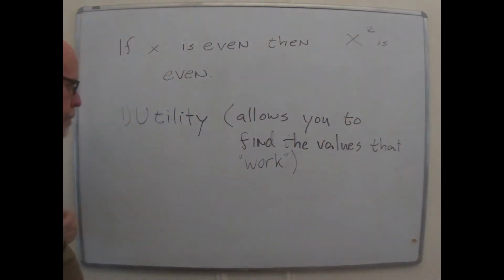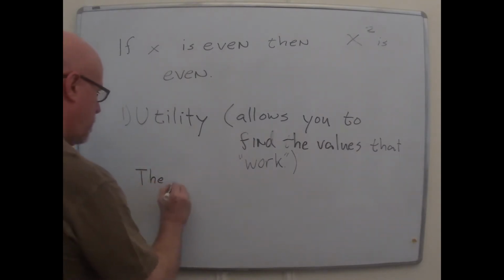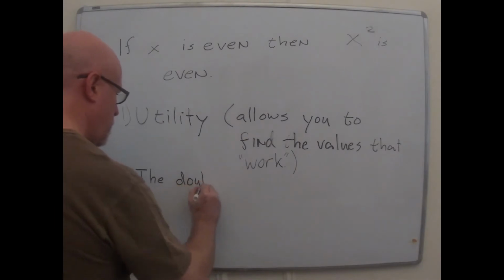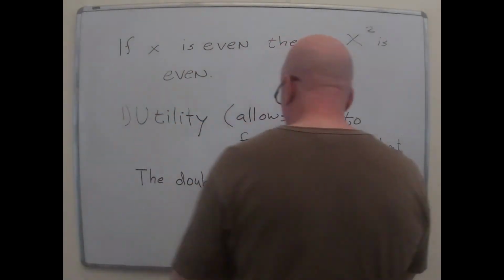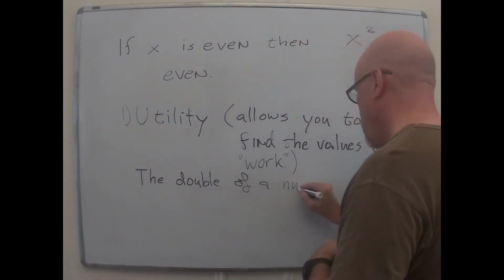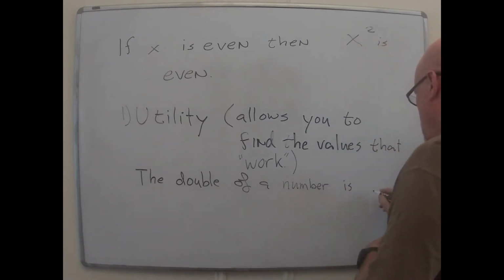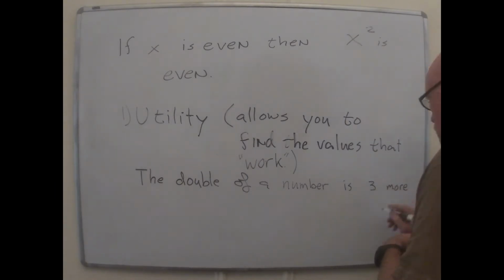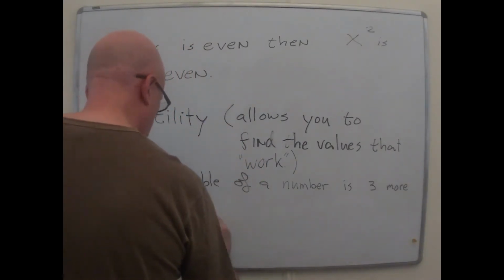So suppose I had a sentence. The double of a number. I'm going to try to write this out in words, so excuse me, it may take a little while. The double of a number is 3 more than 2 plus that number.